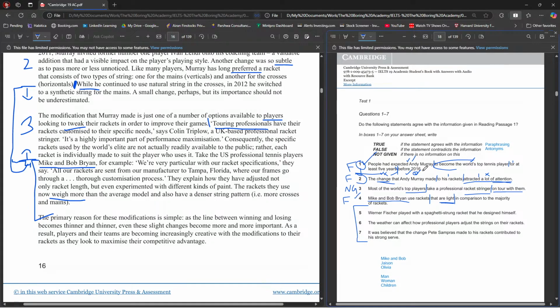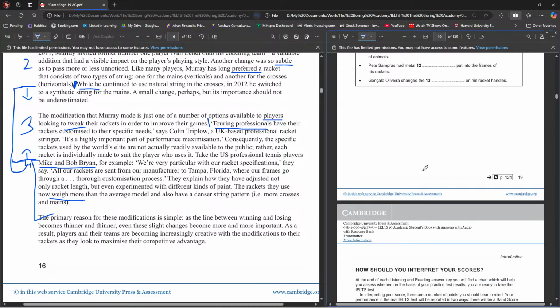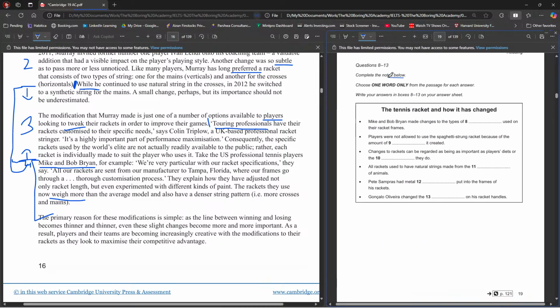Let's address another question type. This is completing the notes. Do you want me to help you solve this one? This is just filling the blanks. Or should we move on to other question types?